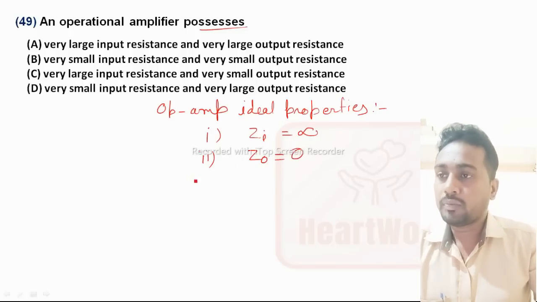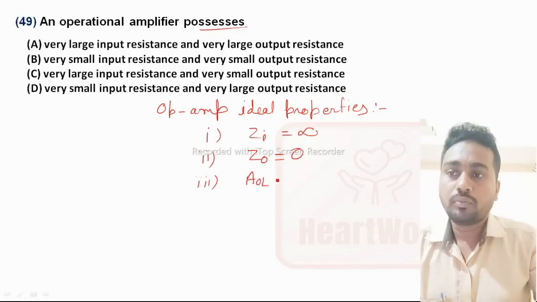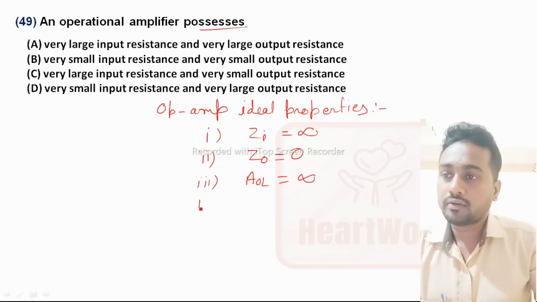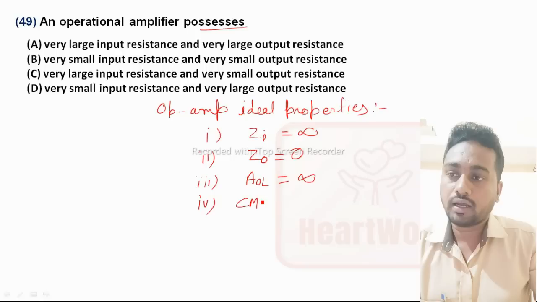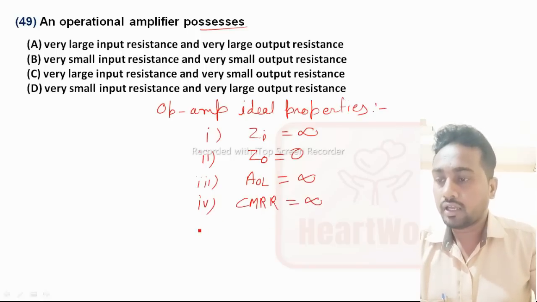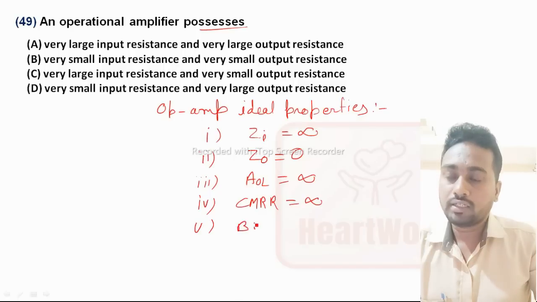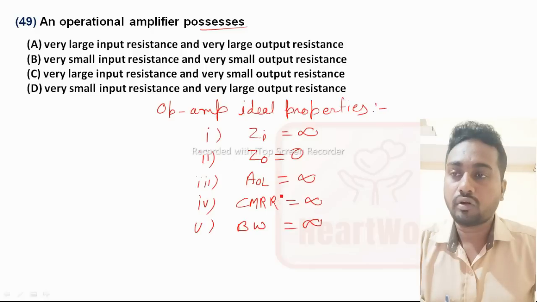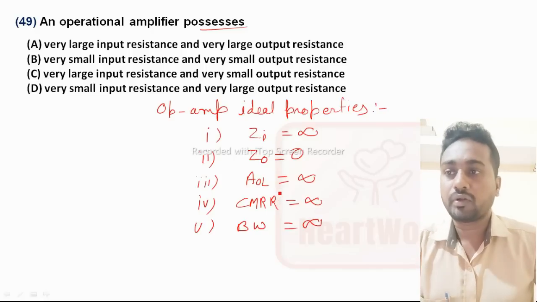Open loop gain, that is AOL, is infinity or high. CMRR, common mode rejection ratio, is also high, and bandwidth is also high. So these are the ideal properties for op-amp. You have to remember all these things.